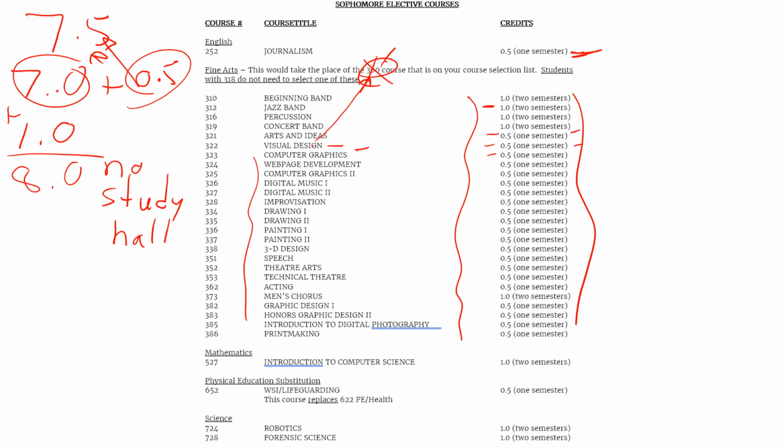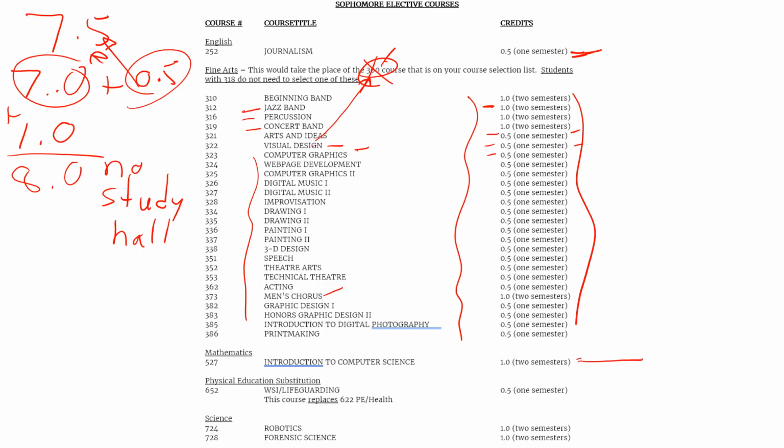A couple of things to notice, again: the jazz band, the percussion, the concert band, and the chorus classes are not marked with honors. That's done for a reason. If you want to continue to pursue band, percussion, chorus, or concert band, you will just select those courses, and Mr. Wojnicka or Mr. Glowinski will make the placements for honors at a later time. So if you want to pursue the honors level, that'll be a discussion you have with one of those teachers.